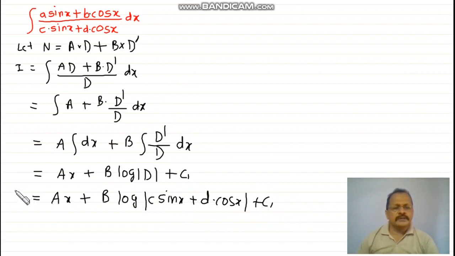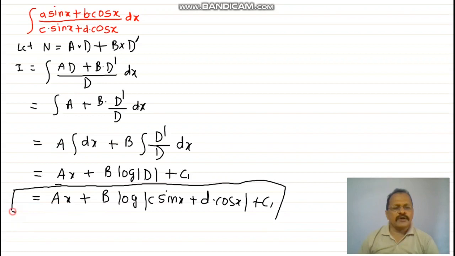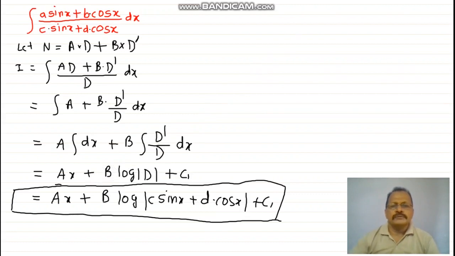It is c1 because we already have used this c, therefore to avoid the confusion I am writing here c1. This will be the final answer, and your job will be only to find out the values of a and b by solving some equations. Let us take one problem and it will be clear to all of you.